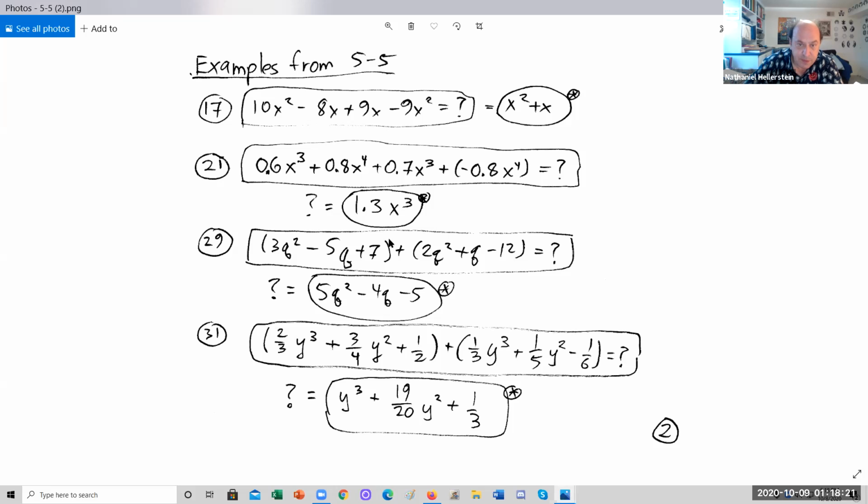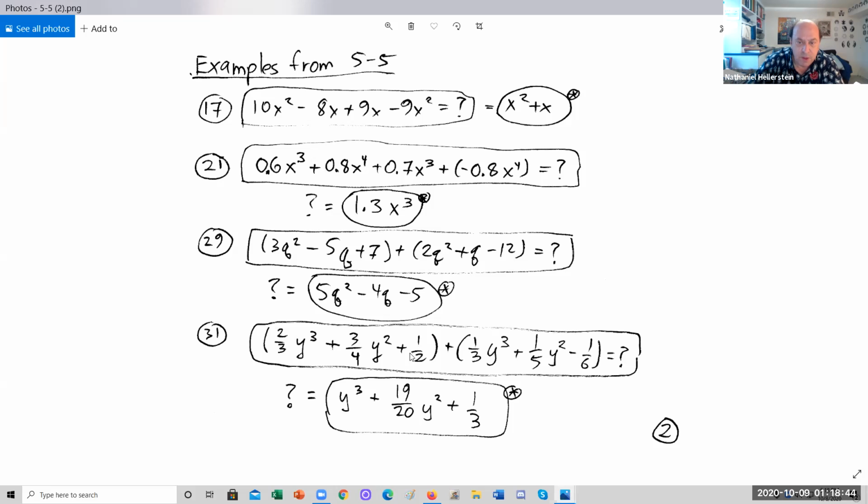Here we have two quadratics: 3q squared minus 5q plus 7 plus 2q squared plus q minus 12. Okay, add the q squared terms: 3 and 2 makes 5. Minus 5 plus 1 is minus 4. 7 plus minus 12 is minus 5. So 5q squared minus 4q minus 5.